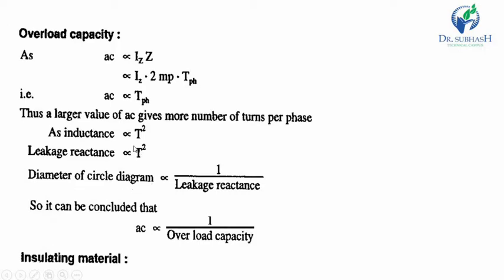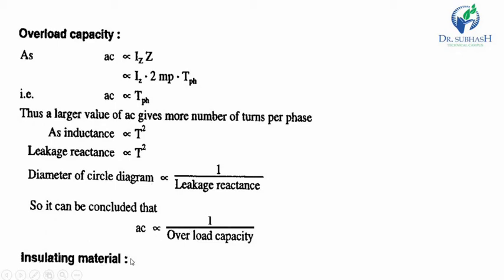And if the number of turns increases, the diameter of the circle diagram decreases. So we conclude that if we take a higher value of AC, our overload capacity decreases.